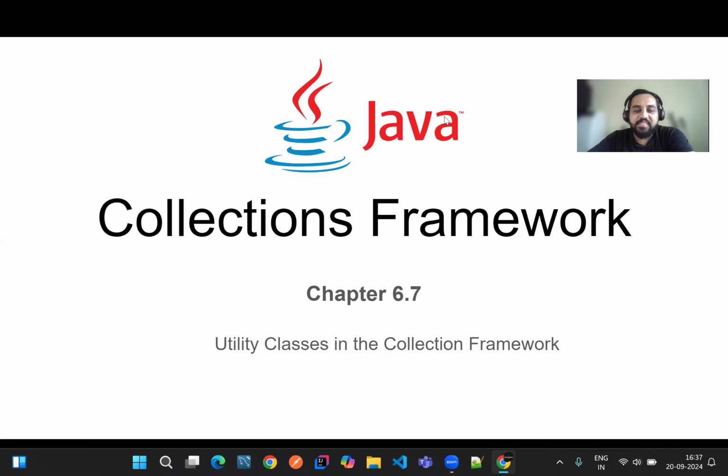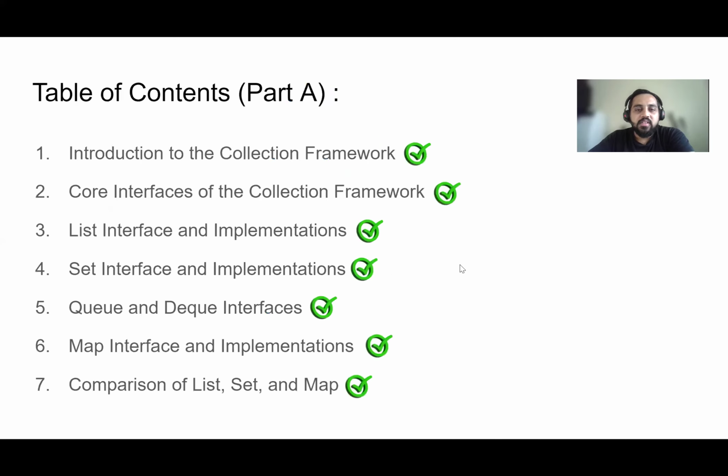Today we'll see Collection Framework chapter 6.7, that is utility classes in the collection framework. In our previous video we completed part A, that is introduction to collection framework, core interfaces and its implementations such as the list interface and its implementation, set interface and its implementation, Queue and Deque interfaces, map interfaces and its implementation, and comparing between list, set, and map.